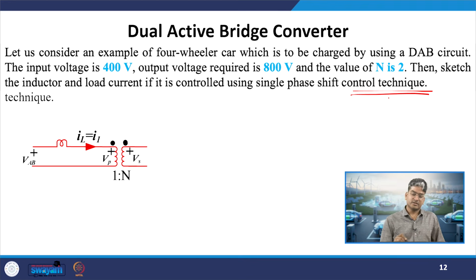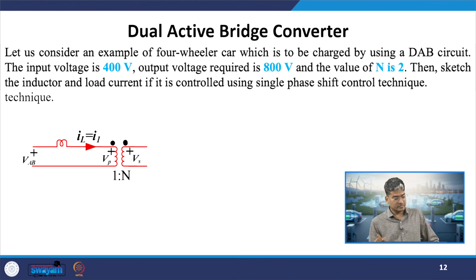This is the simplest mode of operating the DAB, where we have one control variable, that is delta. So, this method is called the single phase shift control technique. We will have a brief discussion on the other control techniques and the merits and demerits of each of them. So, when I say single phase shift control technique, the one we have discussed should come to mind. Here we want to find out the inductor current and the load current value.